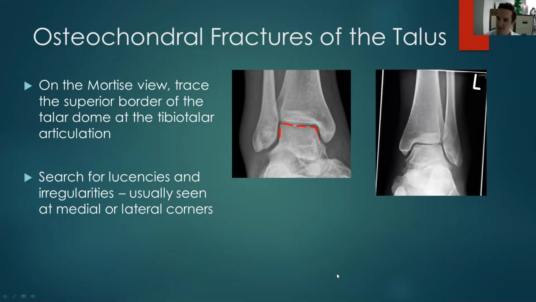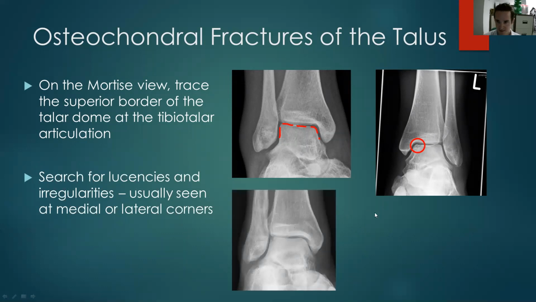So here's an example of one. Lovely distal fibula, lovely medial malleolus. Tracing along the talar dome, we now see there's this irregularity at the medial corner. That's your osteochondral fracture, just a subtle lucency there.